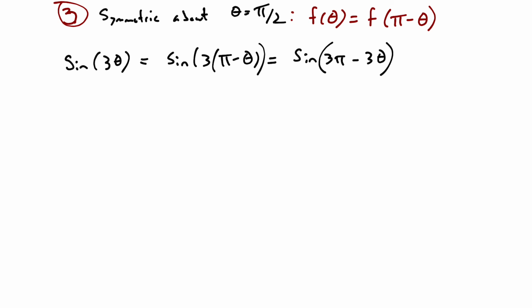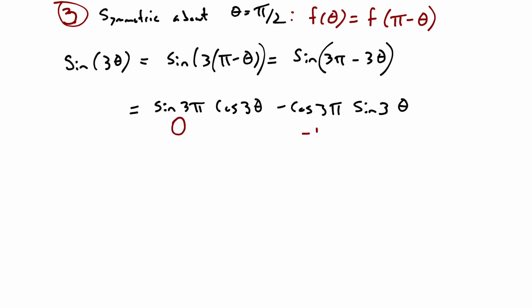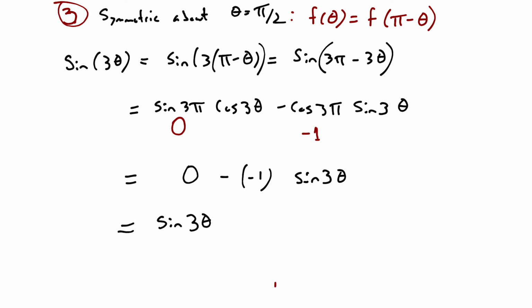We want to apply our difference formula, and this is going to give us sine of 3 pi times cosine of 3 theta minus cosine of 3 pi times sine of 3 theta. Again, sine of 3 pi is 0. Cosine of 3 pi is a negative 1. Therefore, our equation simplifies to be a 0 minus a negative 1 times sine of 3 theta, which is equal to sine of 3 theta. And therefore, our function is symmetric about the line theta is equal to pi divided by 2.